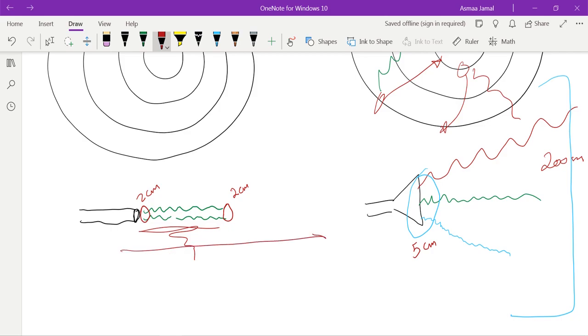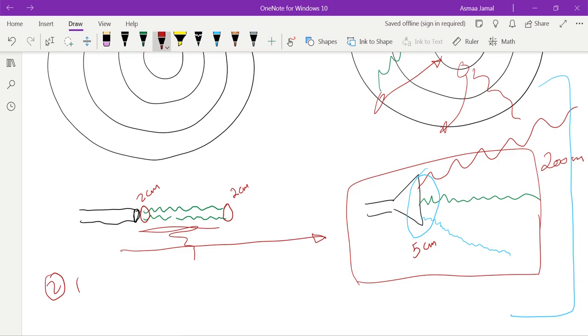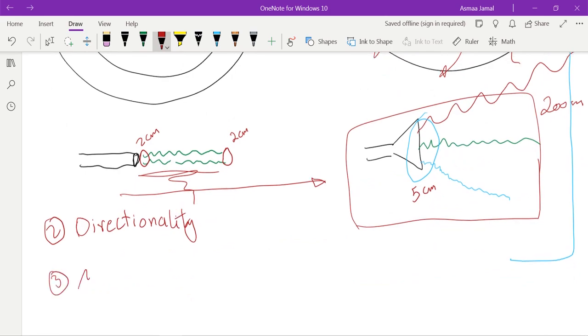It can travel for a very long distance, way longer than the normal light, giving the second property of the laser, which is directionality. And the third one is the monochromatic, meaning light containing just a single color of wavelength.